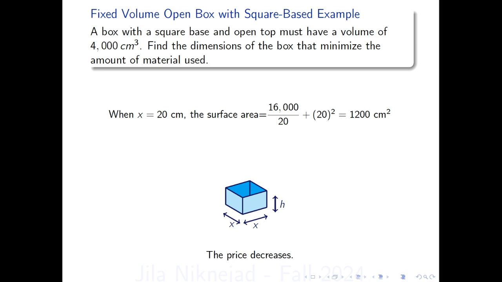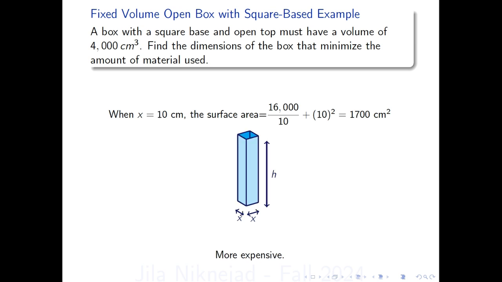Now let's go back and decrease x a little bit. For x equal to 20, if I plug it into the surface area formula, I get 1,200 square centimeters. So price decreased. But I don't know if this price decrease is going to continue. So I'm going to just try another one.